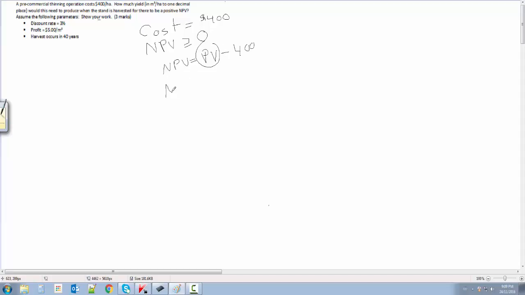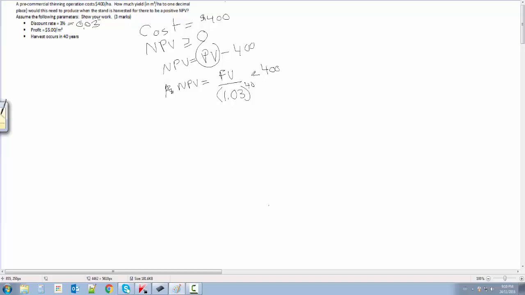Well, we know that our net present value is going to be equal to the future value over 1.03 to the power of 40. So the 0.03 comes from the discount rate of 3.0, which can also be expressed as 0.03. The future value is 1 plus i, that's the interest rate, to the power of 40. And we've also got minus 400.